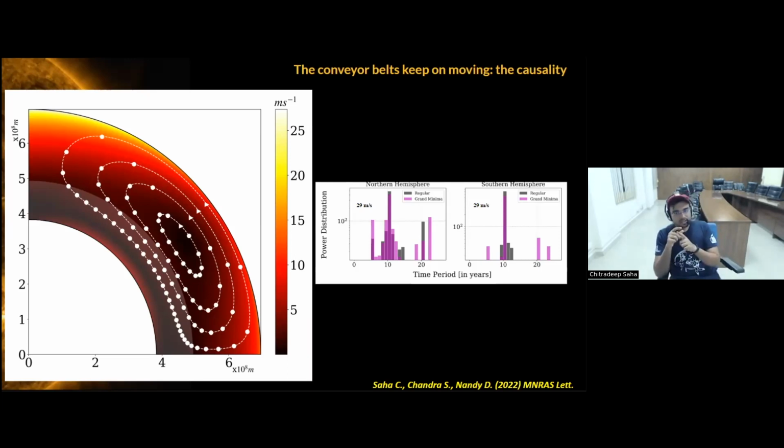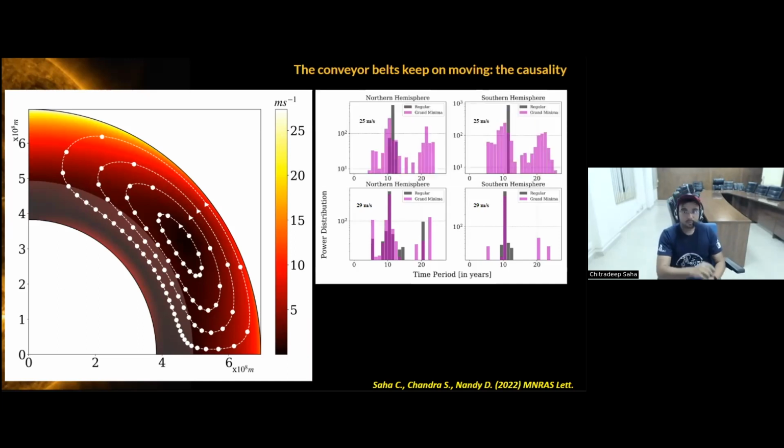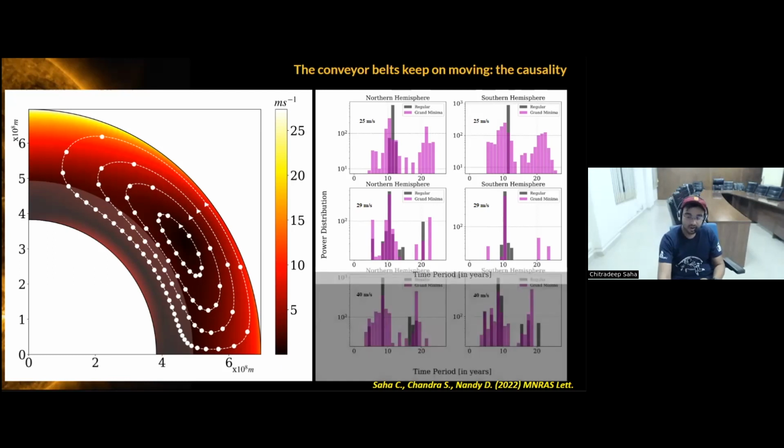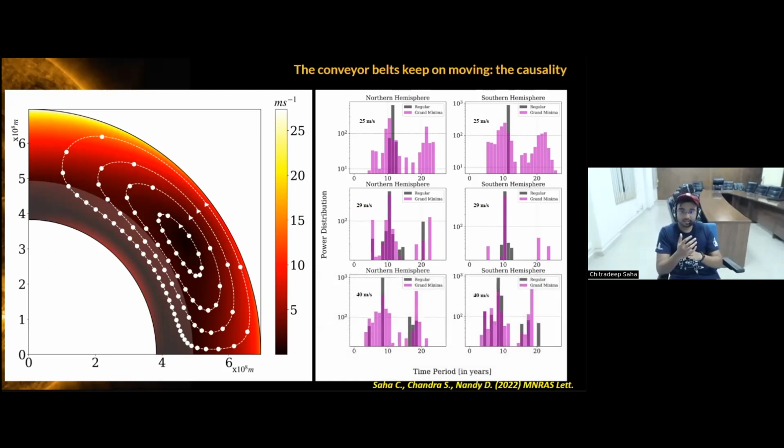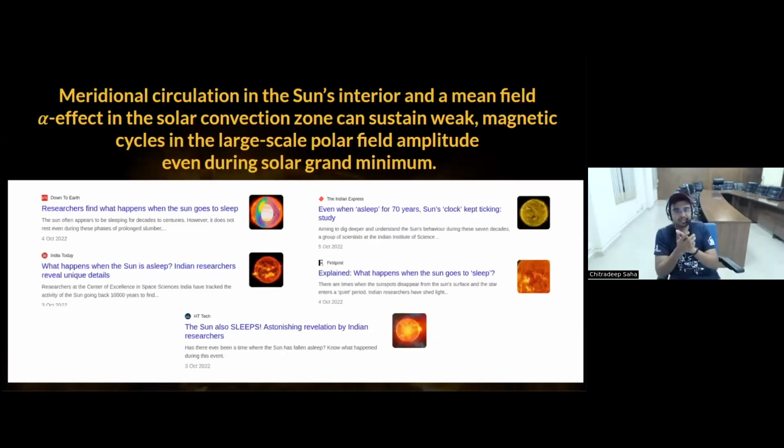Is there a causal relation between this meridional circulation time scale and whatever you see in the periodogram? Let's have a look. You vary this meridional circulation speed to 25 meter per second, and of course the whole dynamics shift to a higher periodicity regime. It takes longer to dredge up the magnetic field from the deep interior and deposit it on the surface. On the other hand, if you enhance the speed of meridional circulation to 40 meter per second, the whole dynamics expedites and the whole spectrum shifts into a lower periodicity regime, including the 11-year periodicity and the higher frequencies, the 5-year periodicity, and so on.